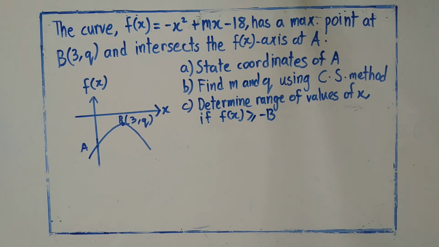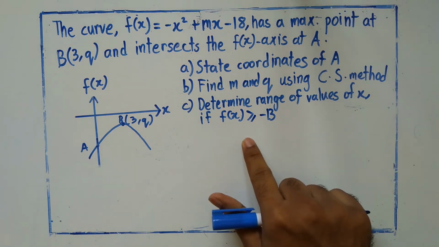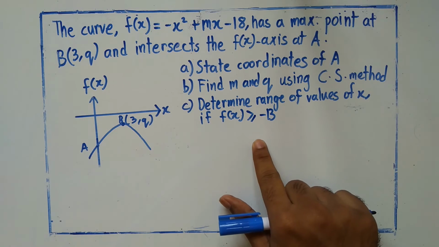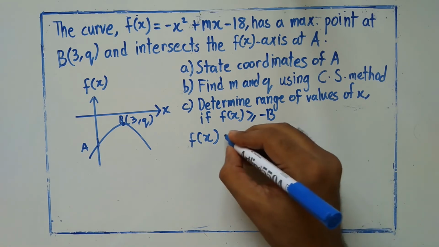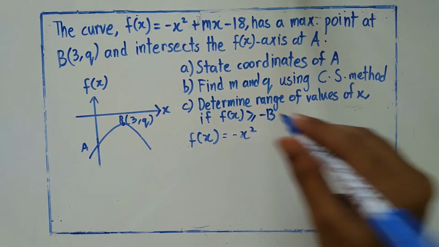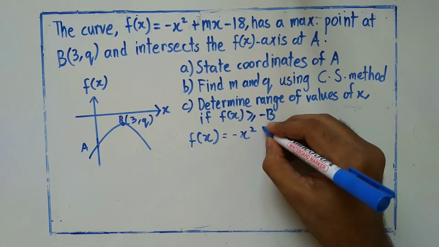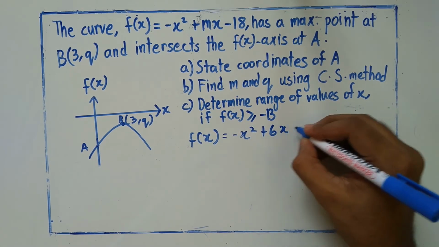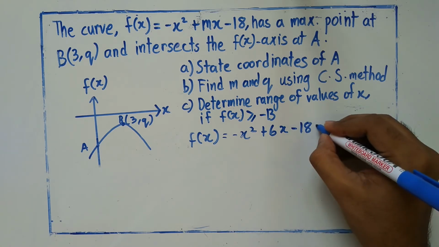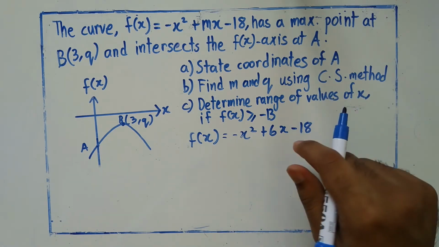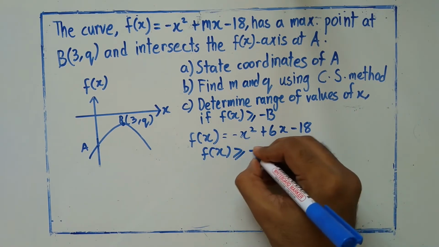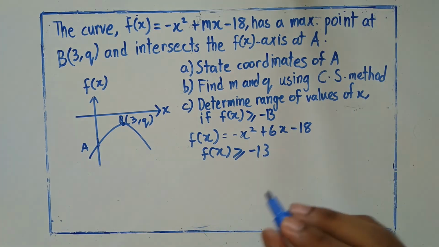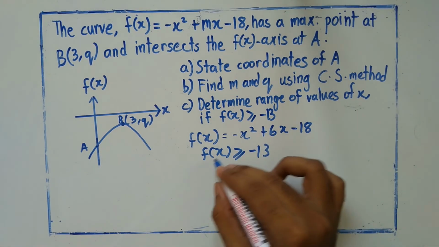Let's move on to part C. Here, we have to determine the range of values of x if f(x) is more than negative 13. Let's write down the equation f(x), because we solved for m and the value of m is positive 6. Now we need to find a value such that f(x) is more than negative 13. We substitute the equation here.